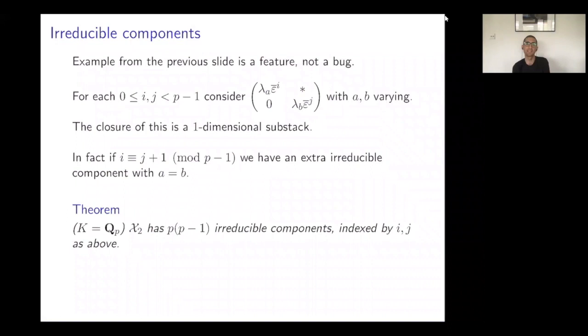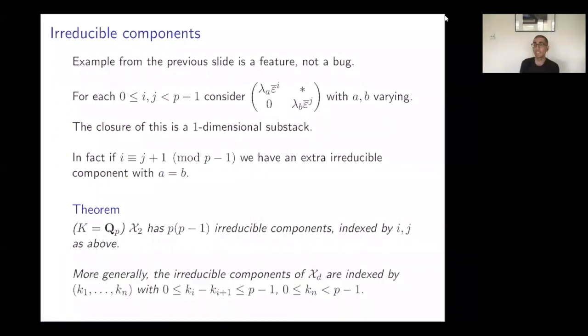And the theorem is that, in fact, these are exactly giving you the irreducible components. So in this case, this is perhaps not totally surprising because I'm basically writing down all of the reducible representations. And I'm saying that when I take the closure, I just pick up the irreducible representations. In fact, I showed you how that happened just now. And I also said that the irreducible representations give you zero-dimensional substacks. So it's probably not completely shocking that this is what happens. But more interestingly, the same thing happens in arbitrary dimension. So you have a very explicit description of the irreducible components of this stack. And they're just indexed explicitly by these tuples of integers.